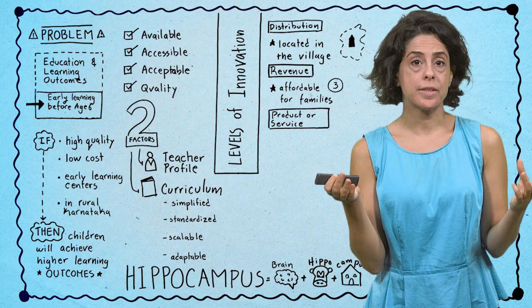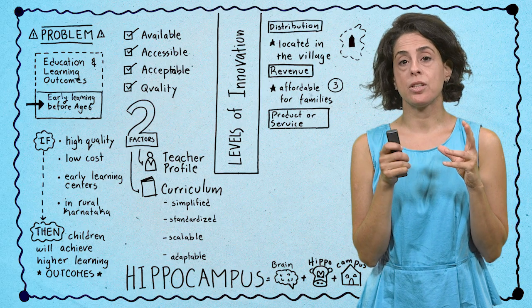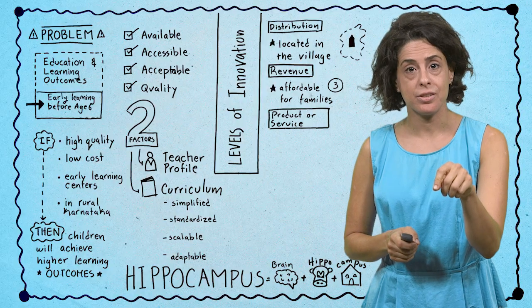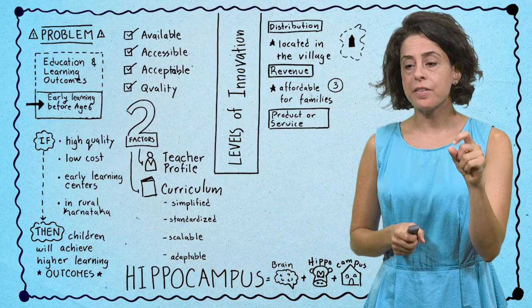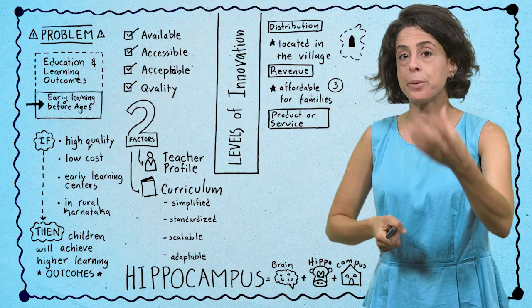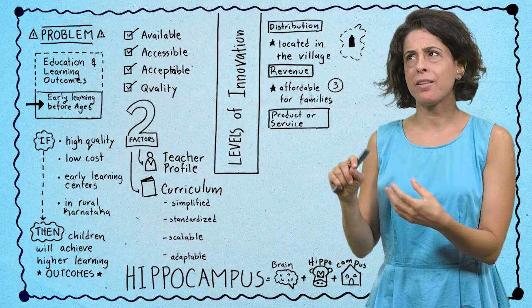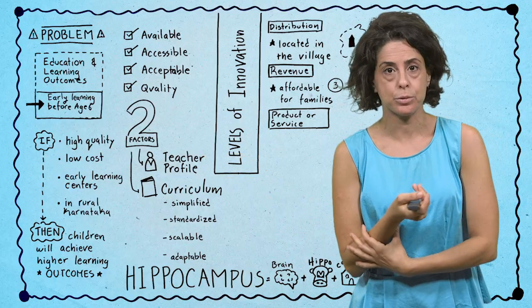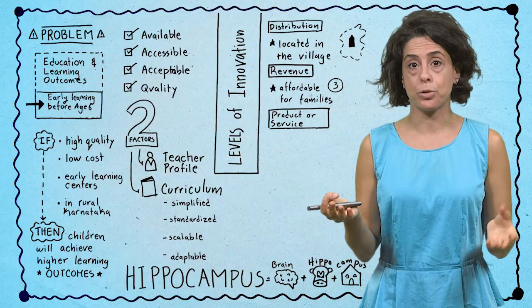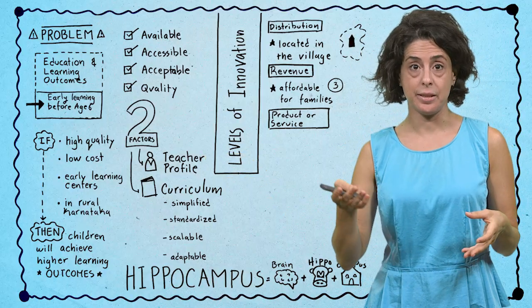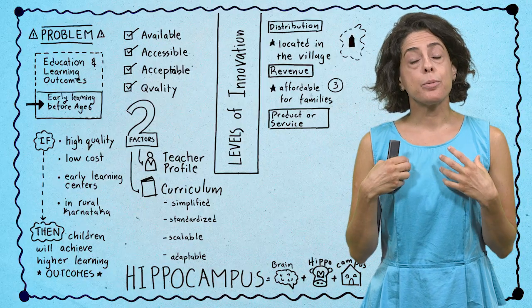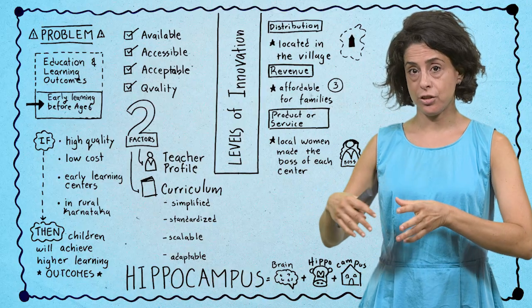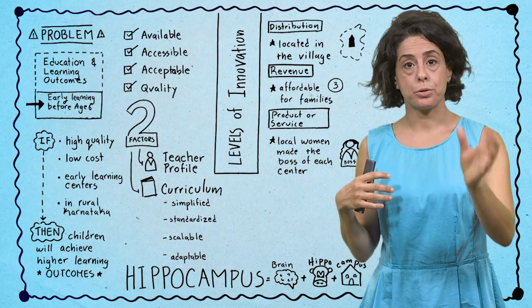On the product or service level, I already mentioned they simplified the curriculum. They recruited women from the village as teachers, and that was really important because they felt it was easier to train new people in their methodology rather than untrained people that were already used to the traditional way of teaching in the public schools. So these women didn't need formal training and they didn't need English proficiency. And they were made the boss of each center. So the teacher was the boss of each center in each village, and she was in charge of recruiting the students.